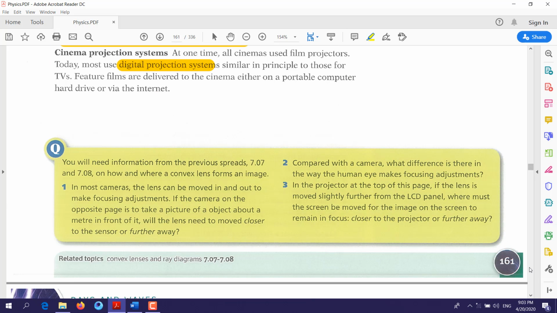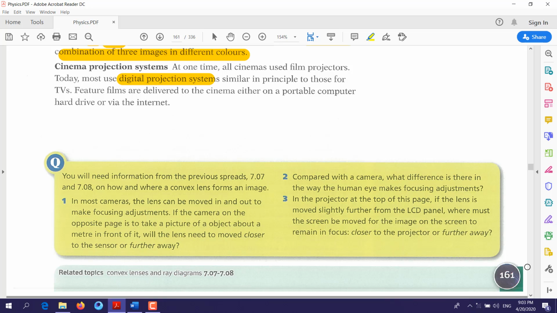Questions. You will need information from the previous spreads 7.7 and 7.8 on how and where a convex lens forms an image. Question number 1. In most cameras, the lens can be moved in and out to make focusing adjustments. If the camera on the opposite page is to take a picture of an object about a meter in front of it, will the lens need to be moved closer to the sensor or further away?